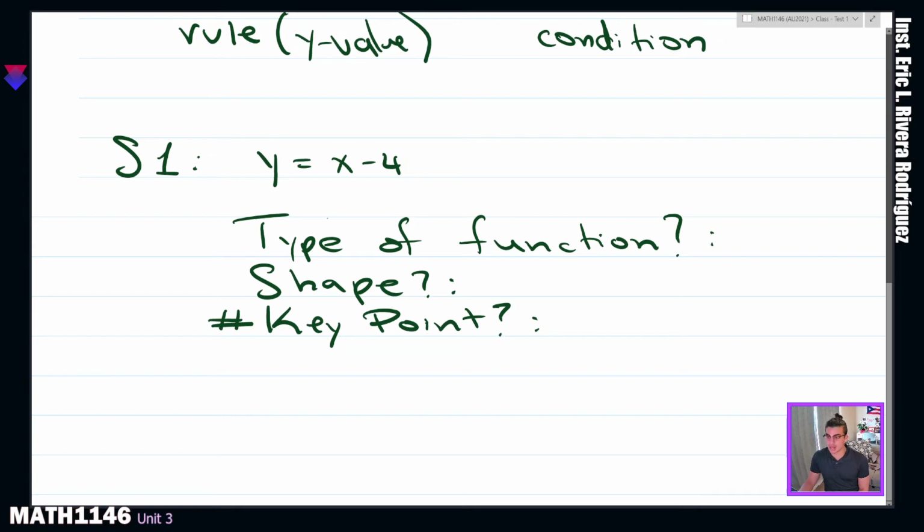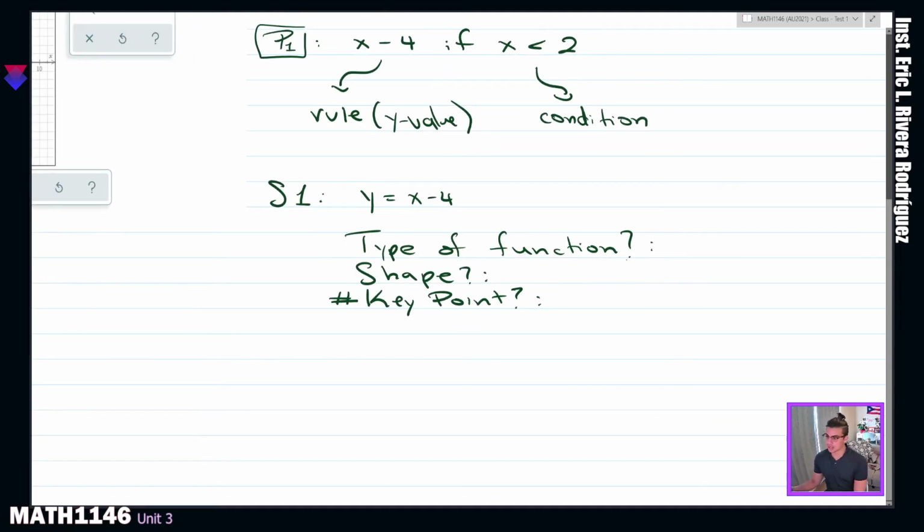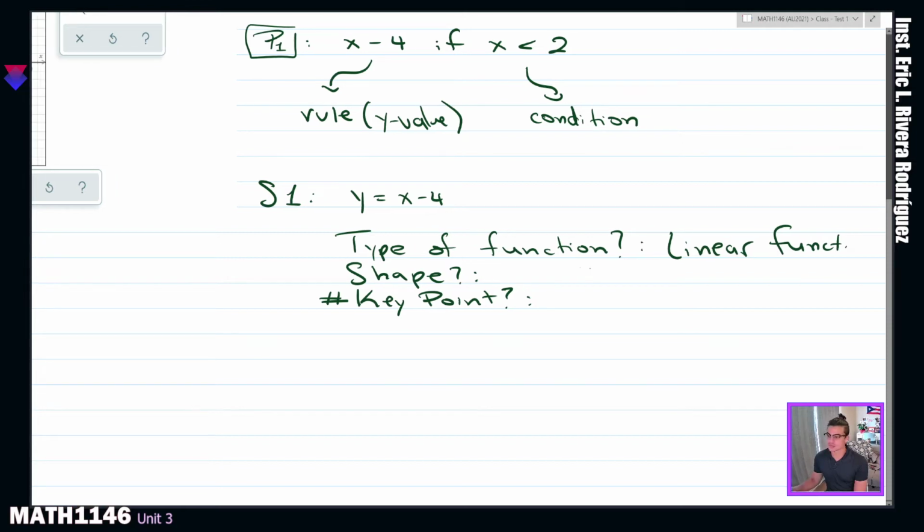So let's start. The type of function here, this is a linear function. Why is it a linear function? Because we are seeing in the equation that we have 2 terms, and one of those terms contains the variable x. The variable x does not present any exponent, so the exponent value is just 1. Hence, we have here a linear function. So the shape is a line, right?